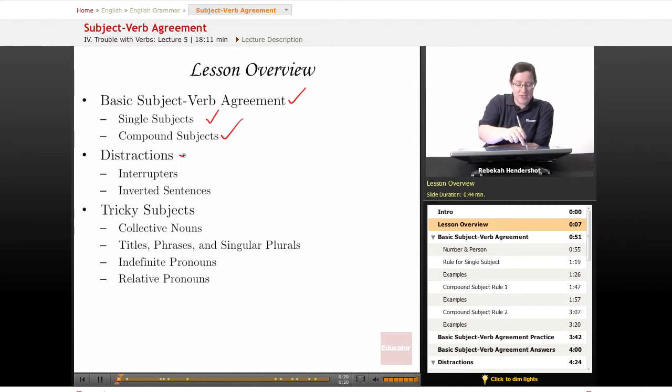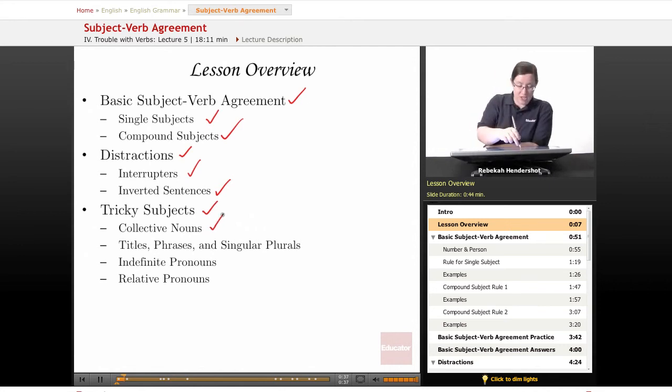We're going to talk about a couple of distractions that can make subject-verb agreement more complicated or make it seem more complicated. Interrupters and inverted sentences. We're going to look at how to identify those and how to ignore them. And then we're going to look at some tricky subjects that can get in the way of proper subject-verb agreement.